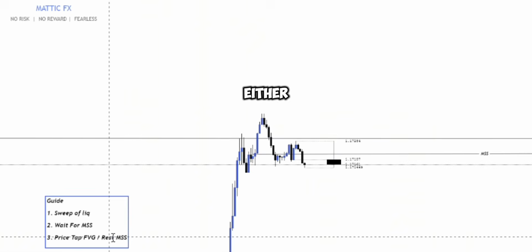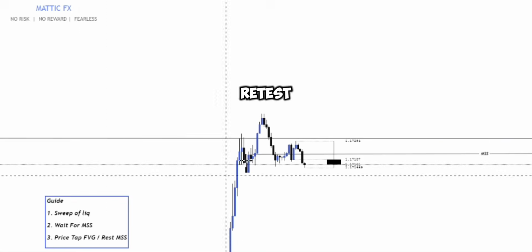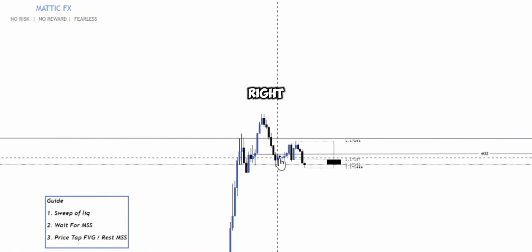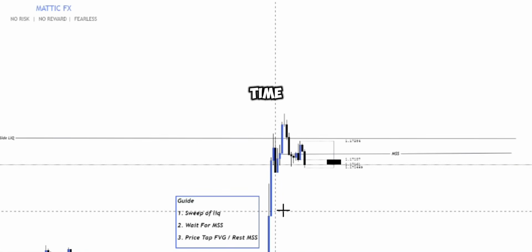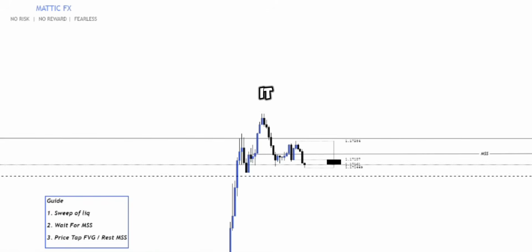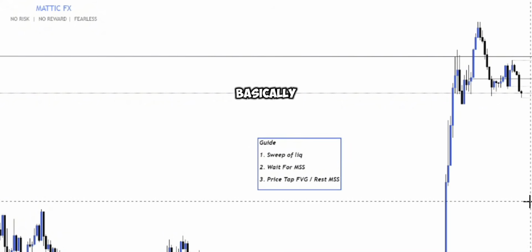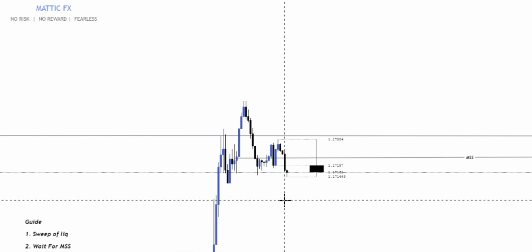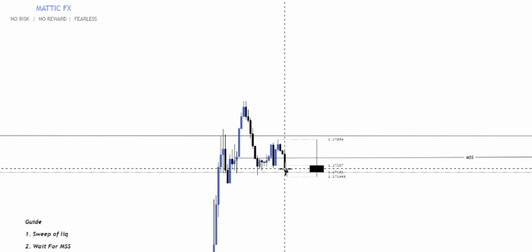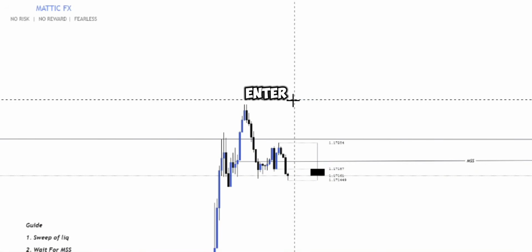As I said, either a retest on the market structure shift or a retest to a fair value gap, right? In a sense, if you go on a different time frame, you might find a fair value gap. I'm not going to hunt for that. You can do it if you like. So basically, I would literally enter my trade. I did take this trade. I'm gonna put a screenshot of the trade to see exactly where I did enter.